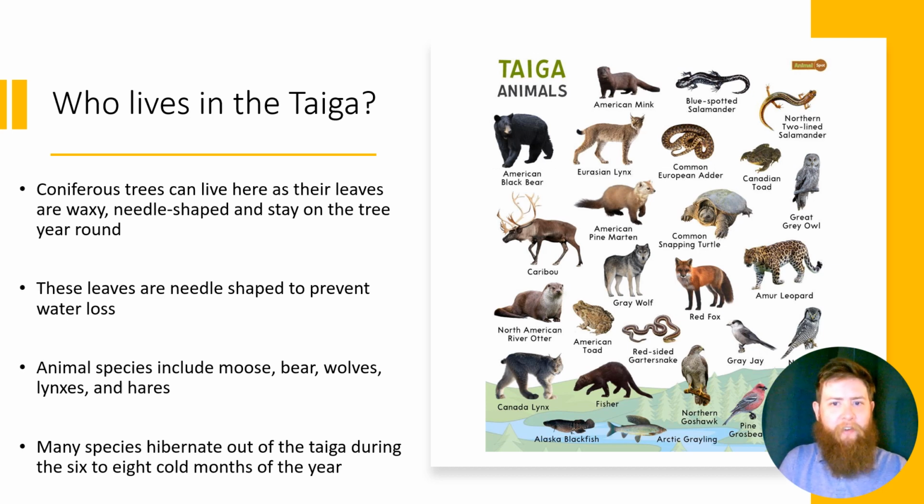Many species in this area are going to hibernate, and this usually will happen during the 6 to 8 cold months of the year that this area receives. So still pretty cold, but warmer than the tundra.